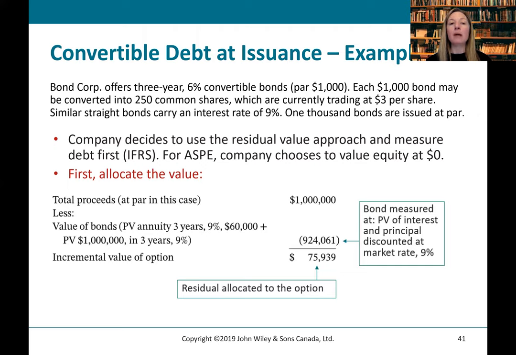And we know that the amount that was actually paid for this instrument was $1,000,000. So the $1,000,000 less the value that we calculated for the bond is going to give us the incremental value of the option. So $75,939 is going to be the value that we allocate to the equity option.